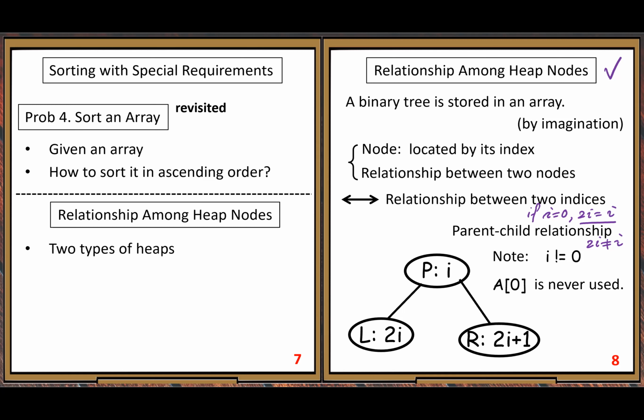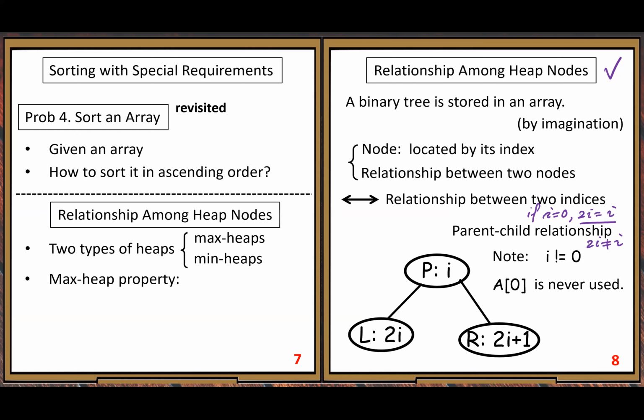With this definition, this structure, parent-child, there are two types of heaps. Max heap and min heap. Maximum, minimum.